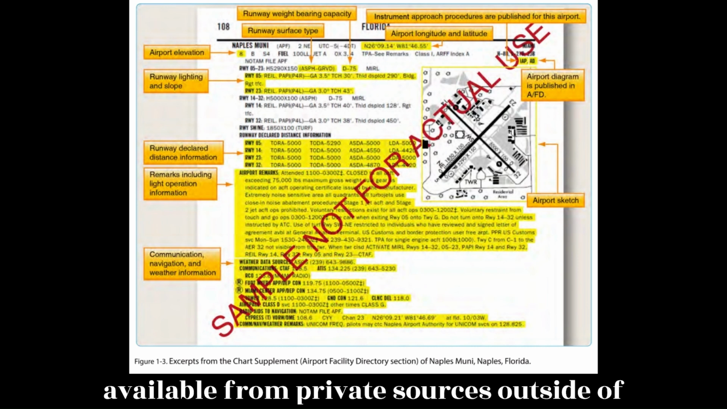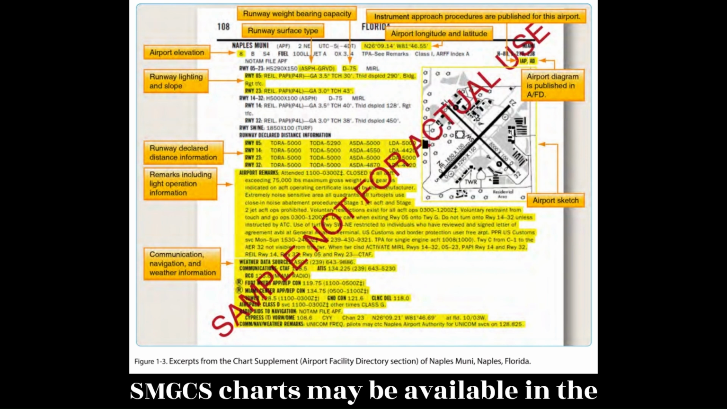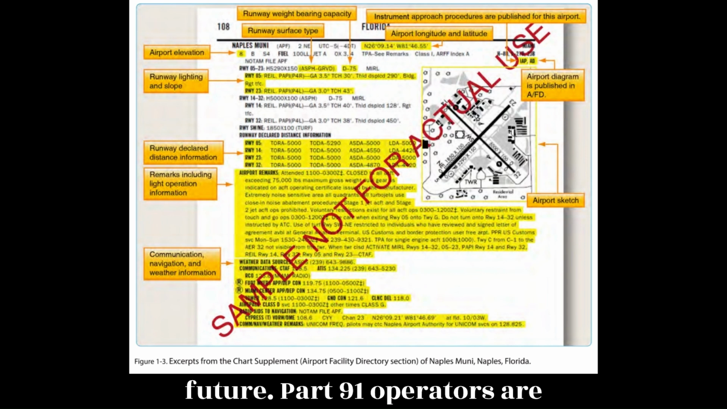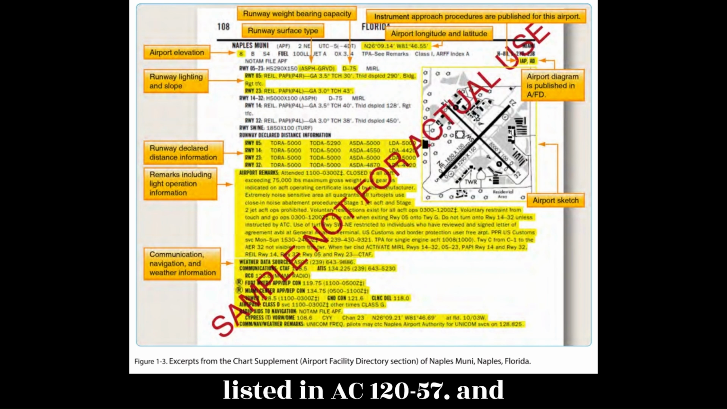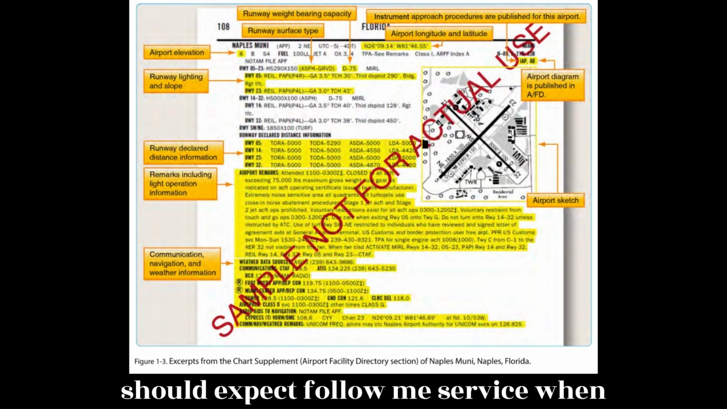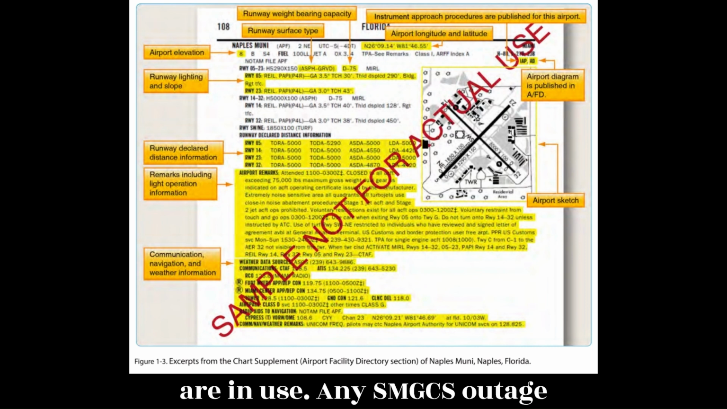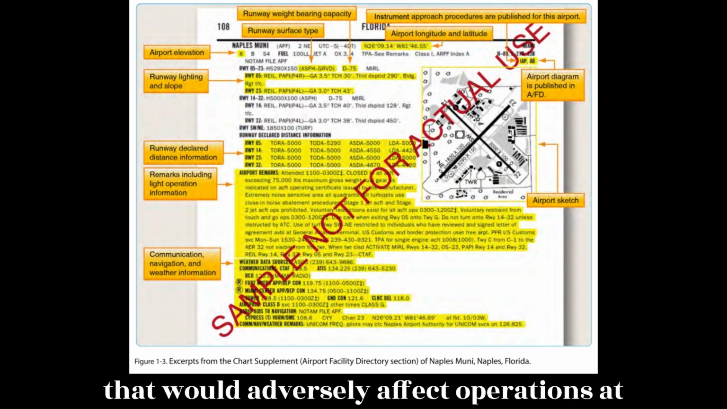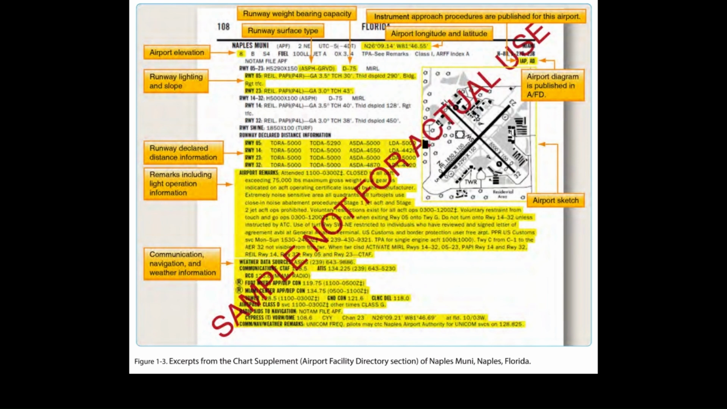These charts are available from private sources outside of the FAA. Government sources for SMGCS charts may be available in the future. Part 91 operators are expected to comply with the guidelines listed in AC 120-57 and should expect follow-me service, when available, when low visibility operations are in use. Any SMGCS outage that would adversely affect operations at the airport is issued as a notice to airmen, NOTAM.